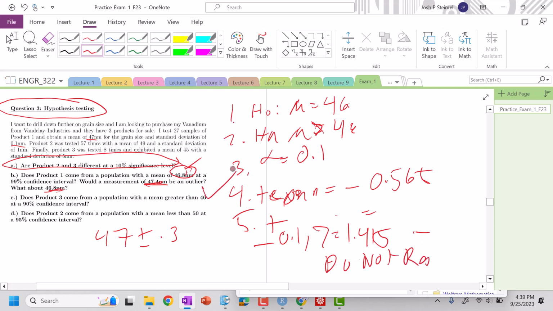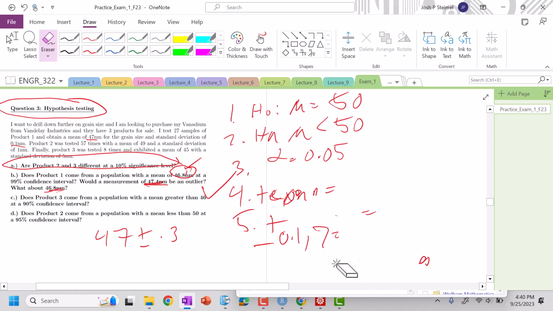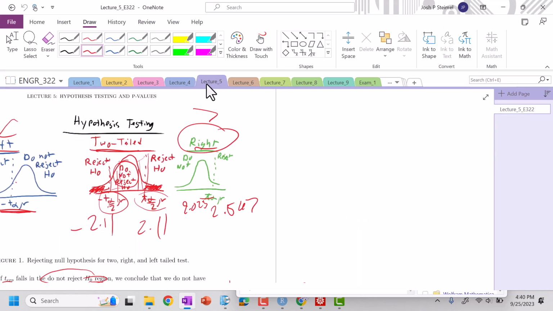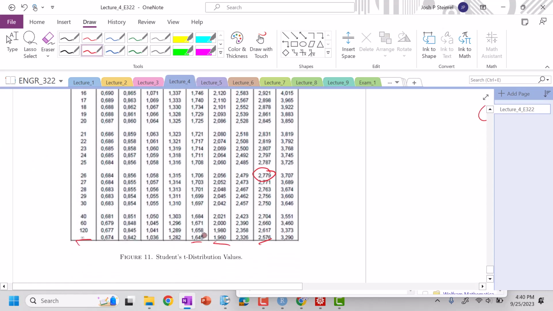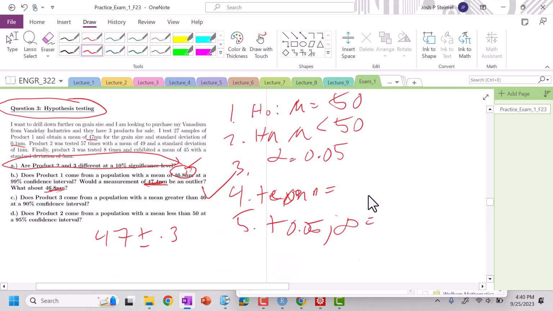Got it? And finally, does population 2 have a mean less than 50? We'll erase this and make it less than. What's our confidence level? Our alpha is equal to 0.05. It's a single-sided test, so we know that we're going to do 0.05. And then we're looking at product 2, so that's basically infinity. We can look over here, 0.05, and we can look right at the bottom: 1.645, minus, because we're doing a left-tailed test.